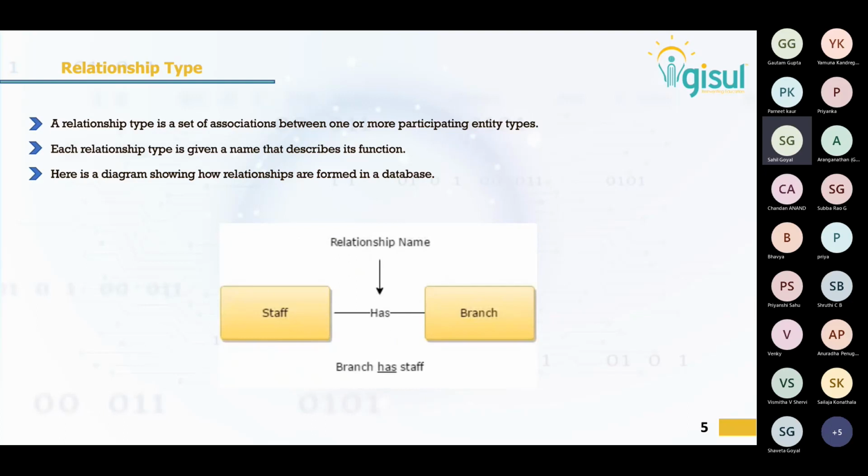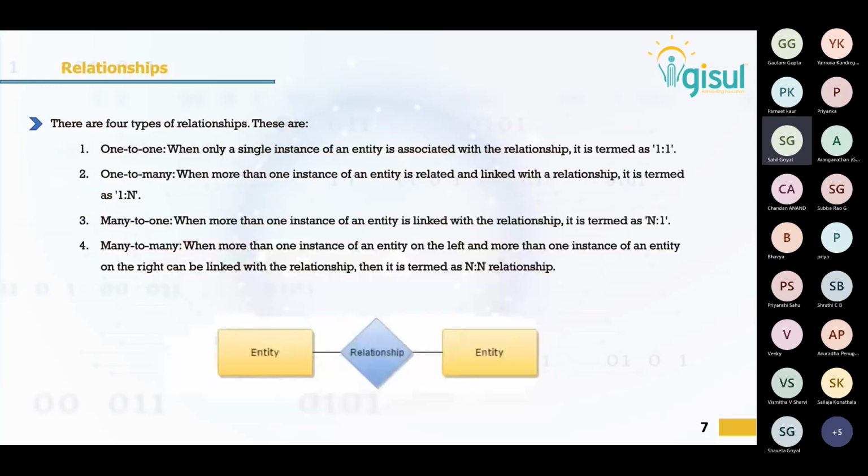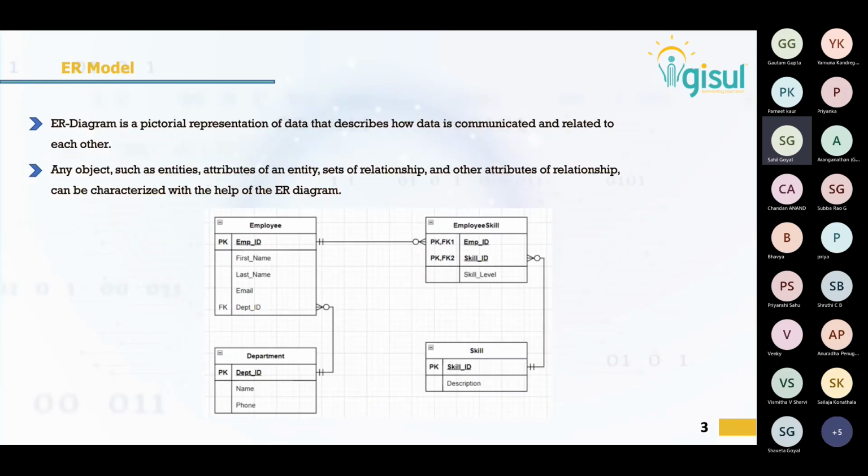Now, what are the attributes? We are clear about the relationships. We are clear about the entity. Now, the third factor which comes is an attribute. So what is an attribute? Basically, attributes are the properties of the entities, represented using an ellipse-shaped figure. What does that mean? Here, if you look at this first structure which I've represented, how many attributes do I have? In the employee table, I have 5 attributes. In the department table, I have 3 attributes. In the employee skill, I have 3 attributes, and in the skill table, I have 2 attributes.